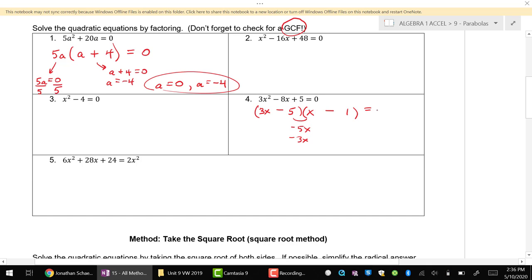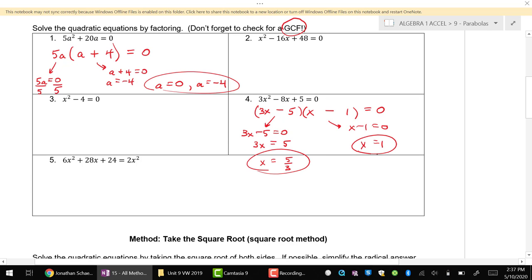Don't lose the equal 0 on the outside there. And then, same thing, the zero product property. Either 3x minus 5 is equal to 0, or x minus 1 is equal to 0. So we will solve each one of these. Looks like positive 5/3 is one solution, and then x equals positive 1 is my other solution. So there we go, solved by factoring.